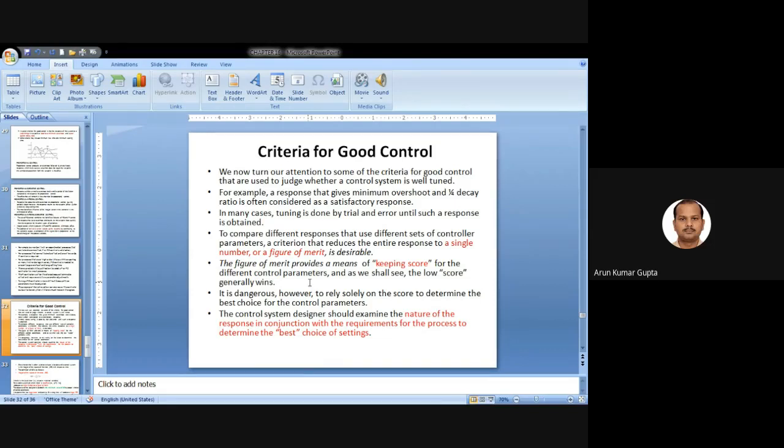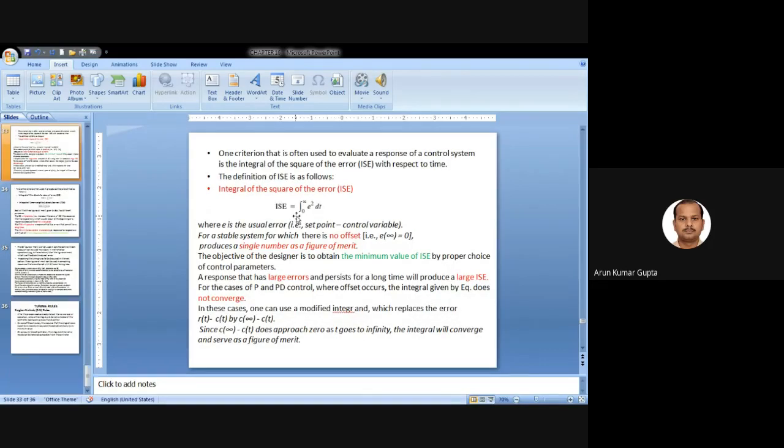Okay, I will explain this a little bit more. The control system designer should examine the nature of the response in conjunction with the requirements of the process to determine the best choice of settings. The scoring part I will discuss later.